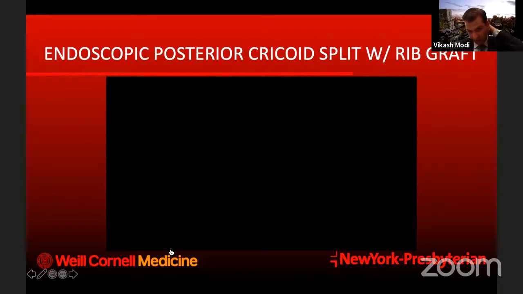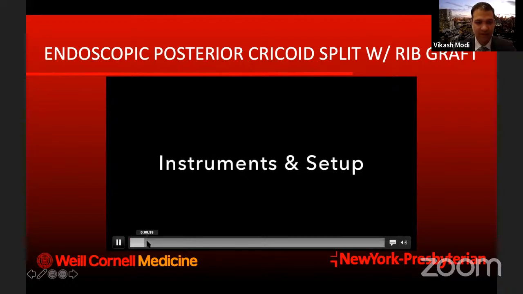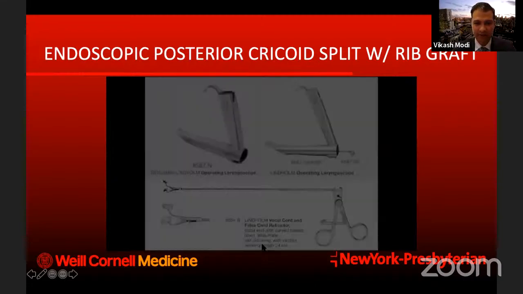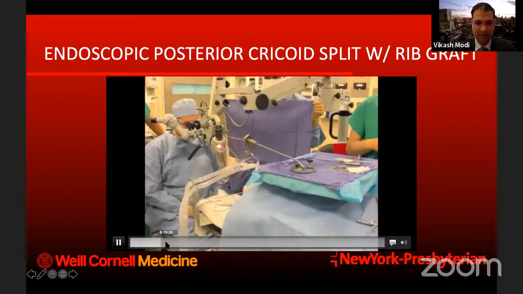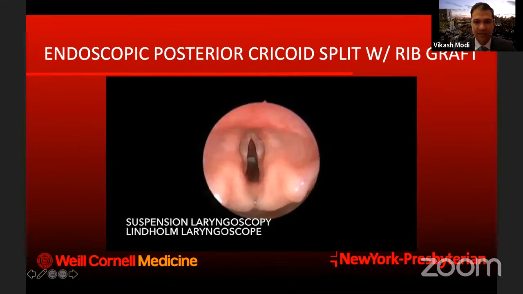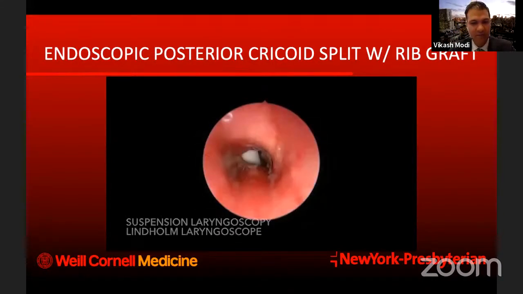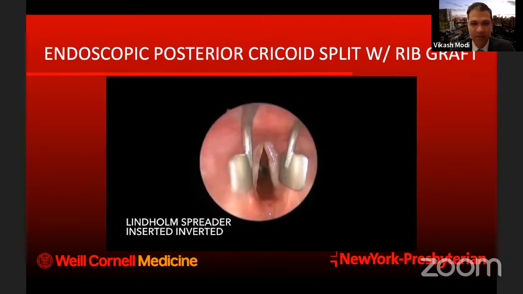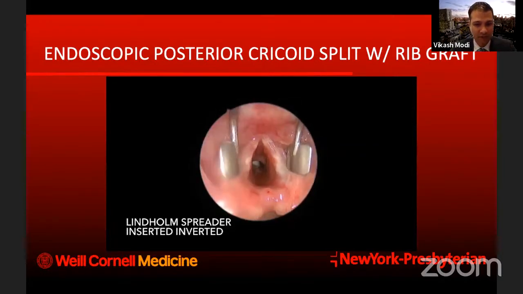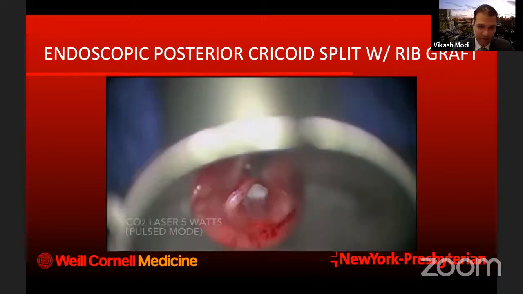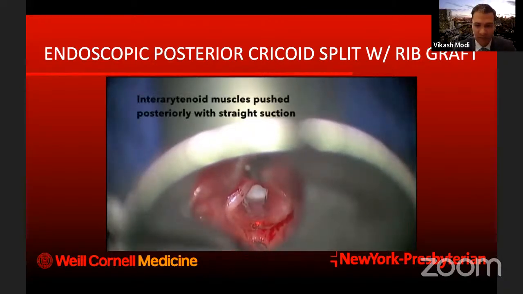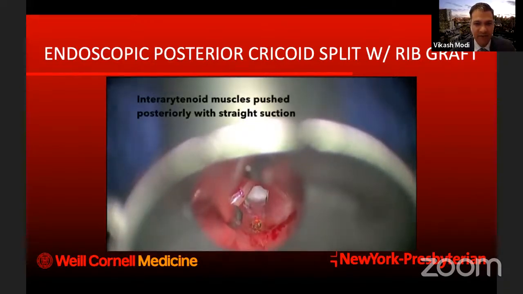So this is a child with bilateral vocal fold paralysis, and we've published this paper as well. Lindholm laryngoscope, Lindholm false cord retractor is also very useful. Laser safety precautions. So this is suspension with a Lindholm laryngoscope. Notice this child has no other lesions aside from their vocal fold paralysis. We'll put the Lindholm laryngeal spreader in the false cords, not the true cords, and we insert it in an inverted fashion. I'll use the micromanipulator here because I want the smallest spot size possible on the microscope, and with the fiber optic laser, the spot size ends up being very large.